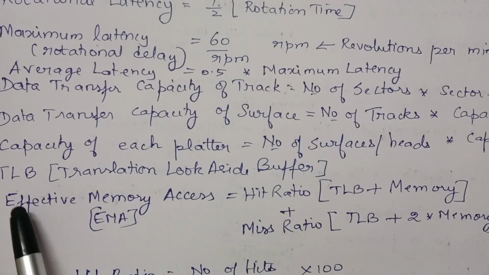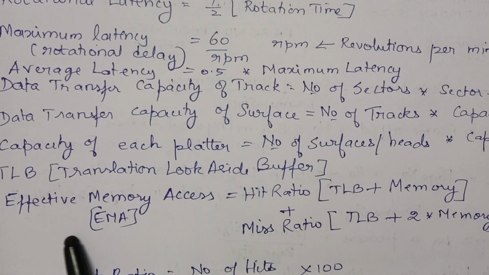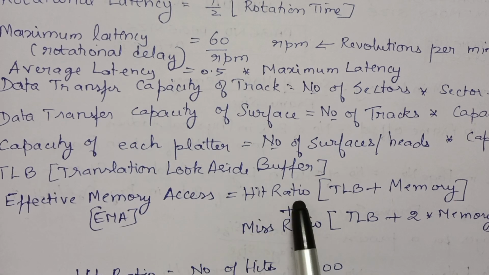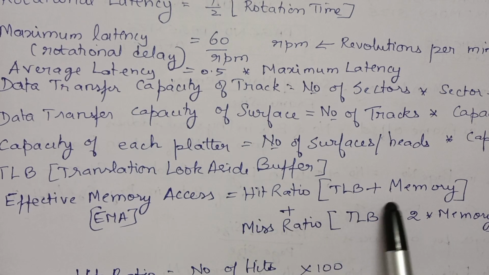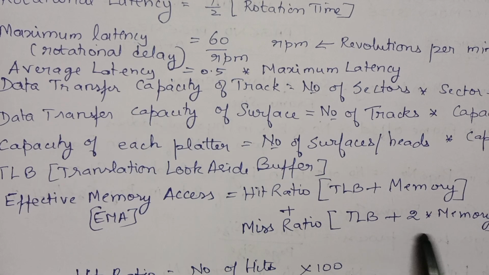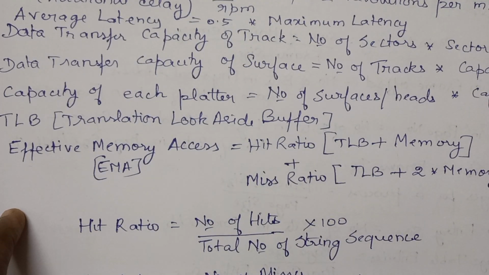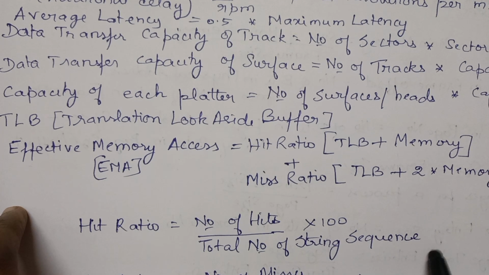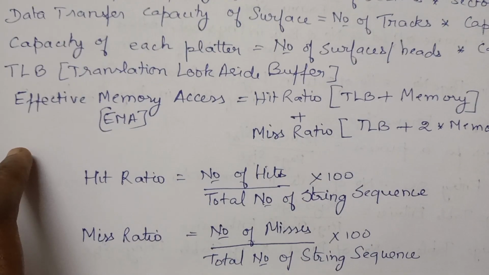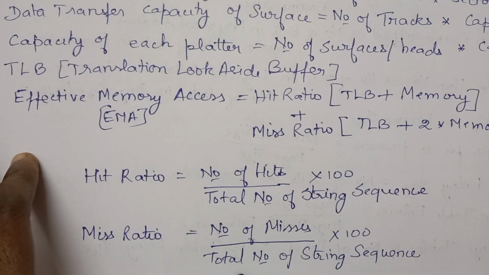What is TLB? Translation lookaside buffer. The effective memory access time is equal to hit ratio times (TLB time plus memory time) plus miss ratio times (TLB time plus 2 times memory time). What is the hit ratio? Hit ratio is the number of hits divided by the total number of the string sequence times 100. Miss ratio is the number of misses divided by the total number of the string sequence times 100.